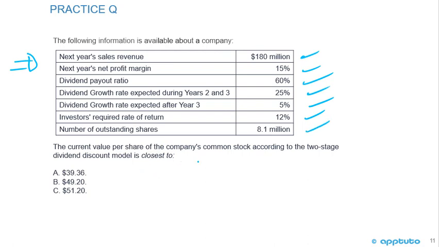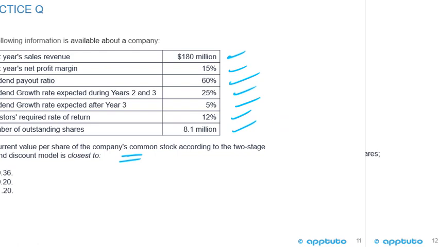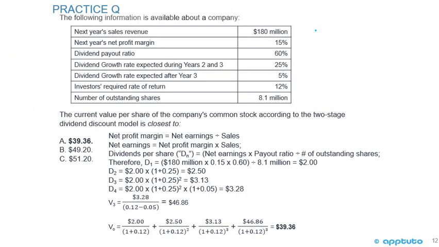So the current value of the share of the company's common stock, according to the two-stage model, is closest to A, $39.36, B, $49.20, or C, $51.20. Okay, the reason why I wanted to add one last question with some calculations is they're just giving us another wrinkle here. But it's not difficult. They're giving us the sales revenue, the profit margin, the payout ratio, and the number of shares.